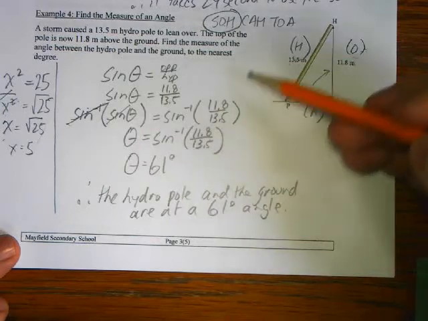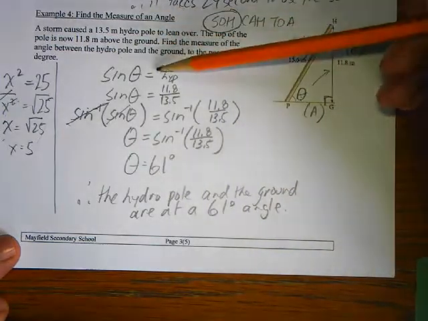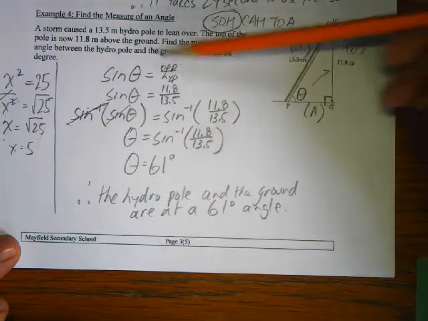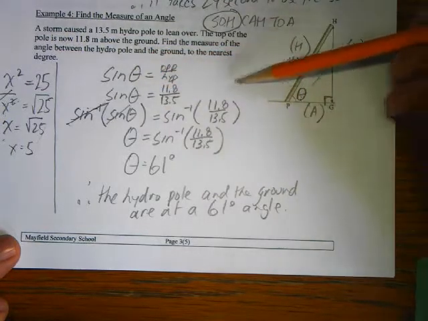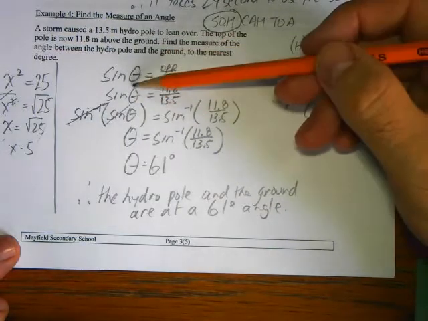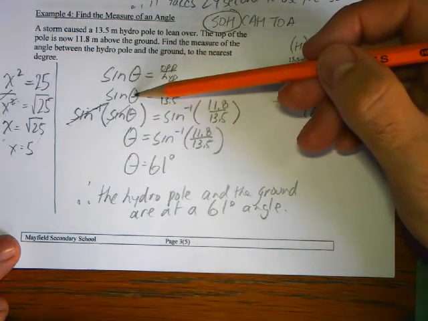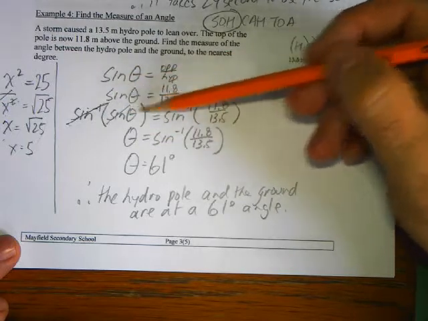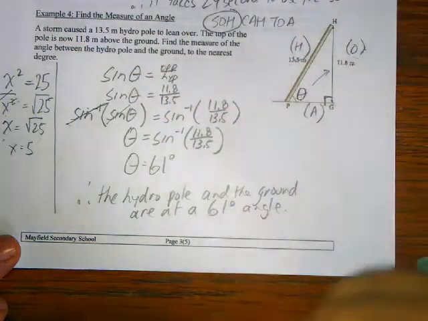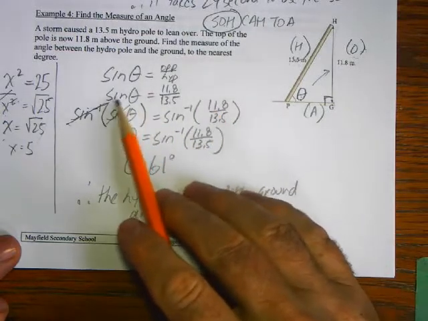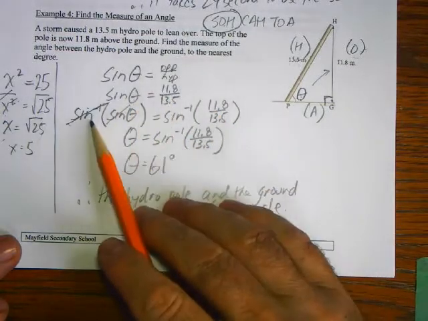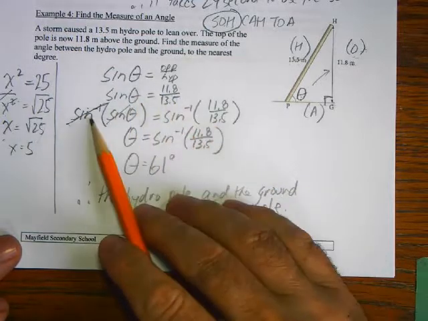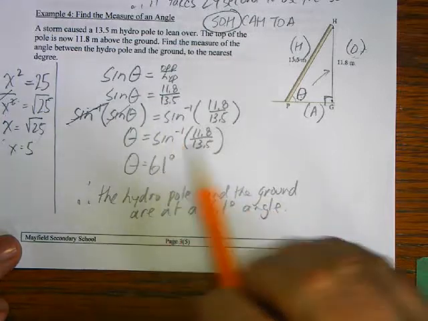You notice we still start off with an equation using sine, cos, or tan. We filled in what we knew, but in this case, the thing we're trying to find is the angle. So we have to do the inverse function of whatever ratio we wrote the equation for. Okay, if this had been cos theta equals something, then we would have done cos inverse to both sides. Or if it was tan theta equals something, we'd do tan inverse to both sides. Okay? All right.